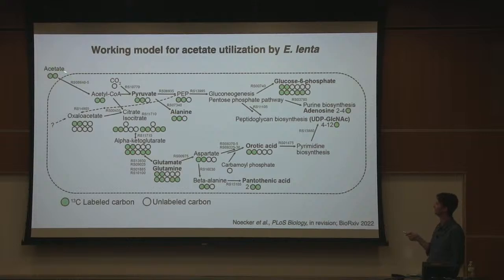What we're showing is just these labeled carbons in green from acetate sort of moving through metabolism. And so all of these compounds where the green shows up are things where we've detected the label from that initial acetate. And so hopefully what you can take away from this is that acetate goes into all sorts of pathways that are essential for building the biomass of Elenta.